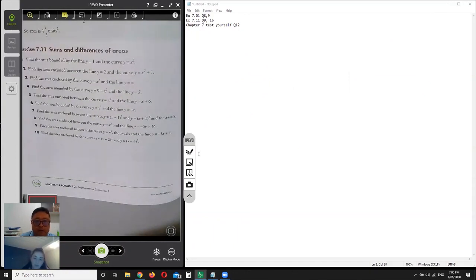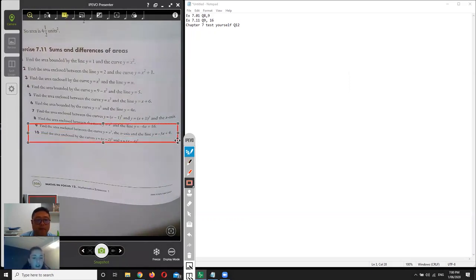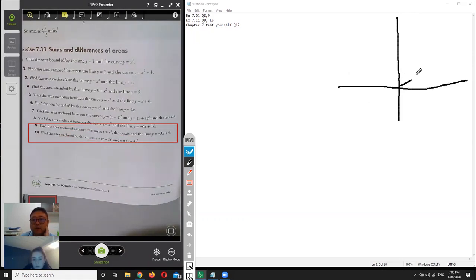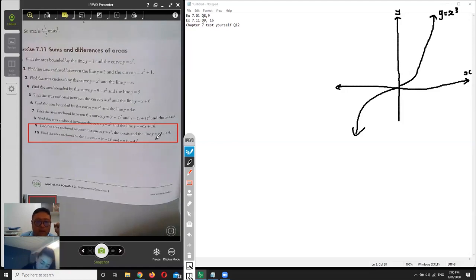Okay, cool. So have you graphed or have you drawn this? I tried to, but I kept getting the wrong answer. Okay, well, let's have a look. You've got y equals x cubed, which kind of looks like this, yeah? The x-axis, which is this wonky thing here, and the line y equals minus 3x plus 4. Now, what would that look like?